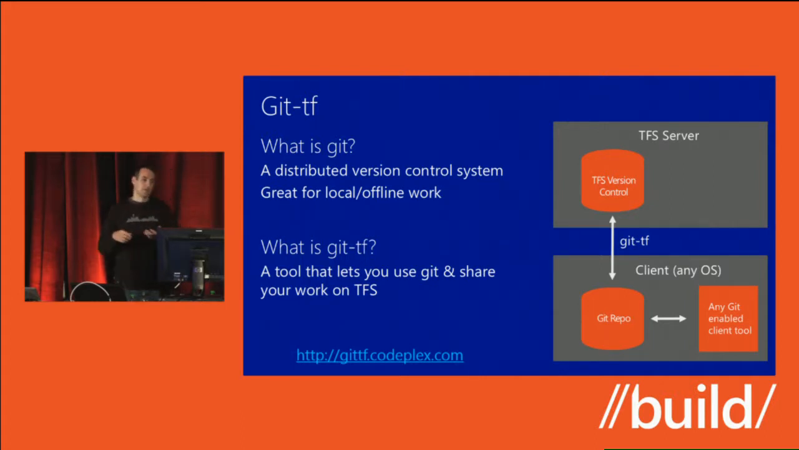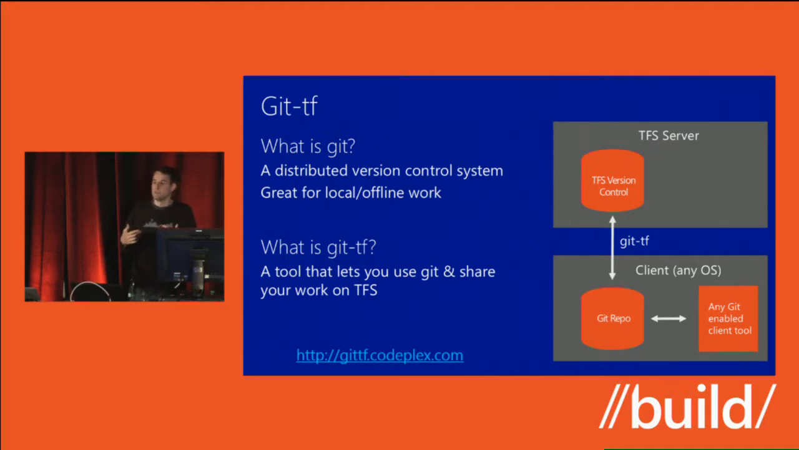So, okay, we have this new tool called GitTF. And what that lets you do is use Git and TFS together. Now, what's Git? Git is the most popular implementation of a DVCS system that exists today, which is why we picked it. And what it lets you do is you can use it locally. And it enables kind of two scenarios.